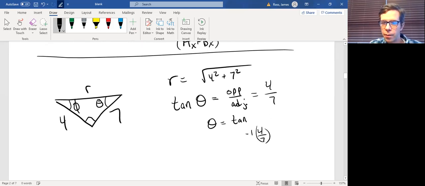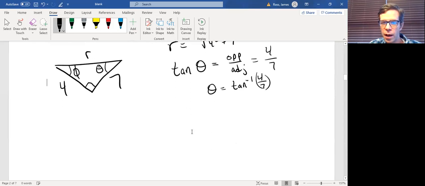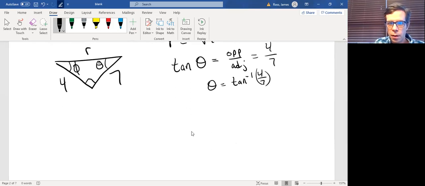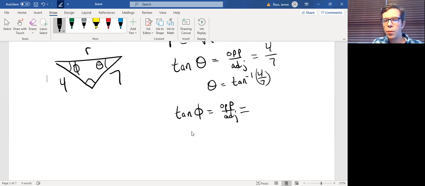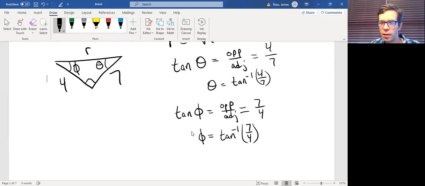What about phi? Right? If we want to find phi, the tangent of phi is still the opposite over the adjacent, but now we're looking at it from the point of view of phi. For phi, the opposite is 7 and the adjacent is 4. So then we apply an inverse trig function to both sides. That just removes it on the left. And on the right, it's now the function we're applying to this number.